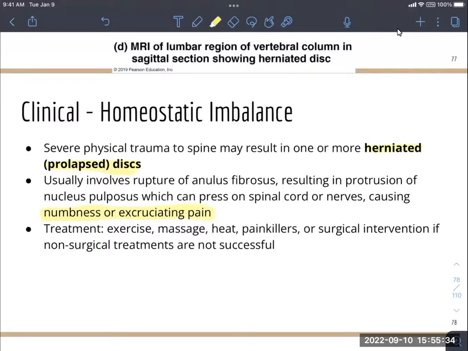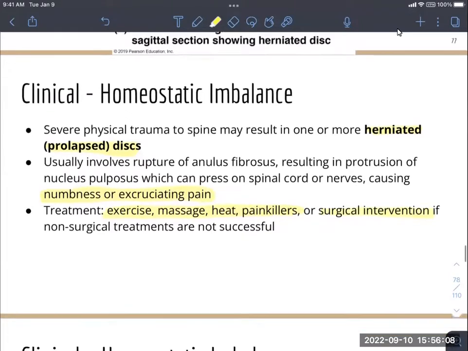That's why sometimes they say to use exercise, massage, heat, painkillers. Those are usually always tried first. They try the conservative measures before they do surgical intervention. Because if you can work through it and get rid of some of the pain through strength training, massage, pain pills, they try to avoid surgery for this because surgery is not always that effective. So it's just something to think about.